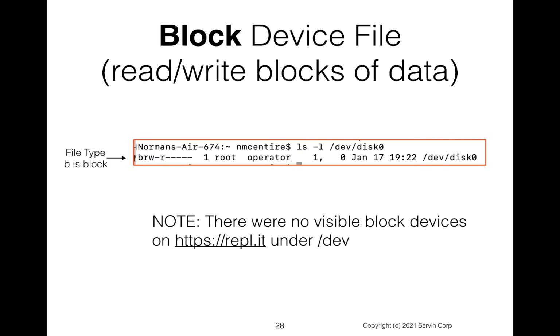Last, there's a block device file. A block device file is kind of similar to a character device file in that you're talking to an actual device as opposed to a file, but this one you read and write blocks. So blocks of data come in and out of this. By the way, there were no visible block devices on the repl.it under /dev, which is where your devices are at. So here I'm showing it on a MacBook Air. The MacBook is also a Unix system, so it has the same type of formatting for files.